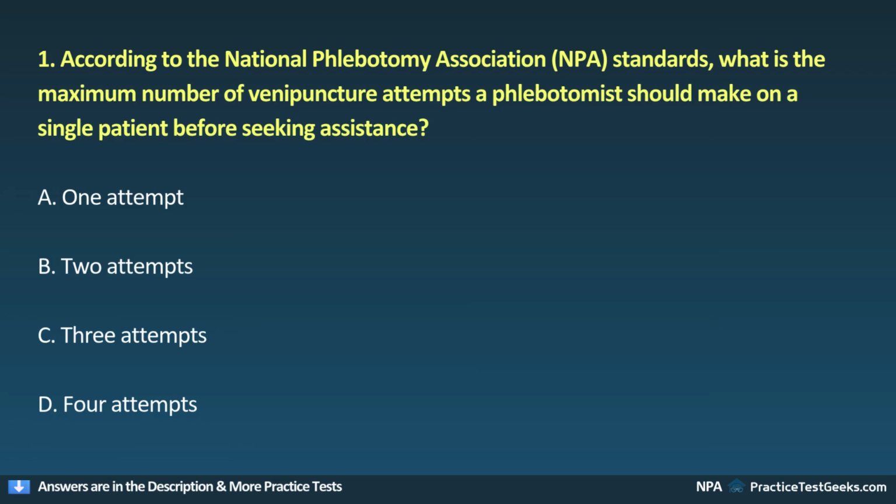1. According to the National Phlebotomy Association, NPA standards, what is the maximum number of venipuncture attempts a phlebotomist should make on a single patient before seeking assistance? A. 1 attempt, B. 2 attempts, C. 3 attempts, D. 4 attempts.